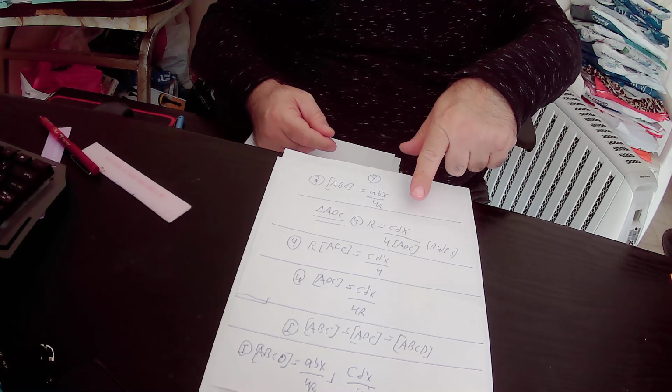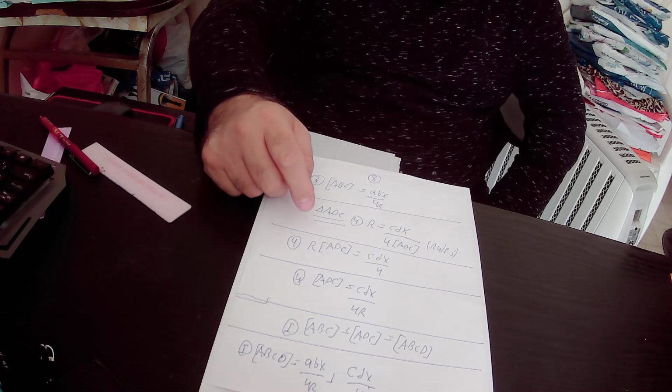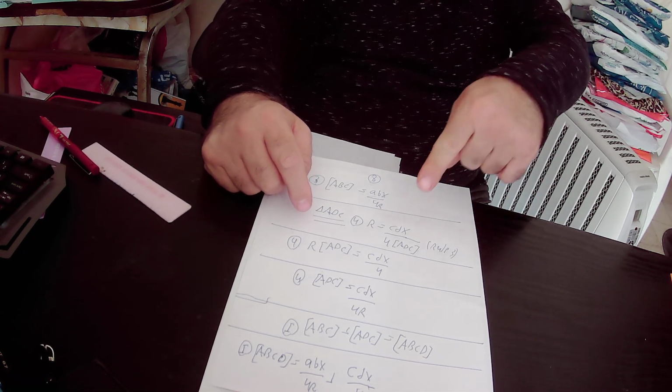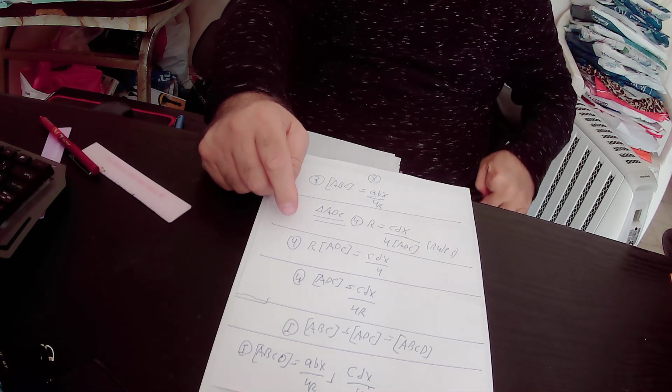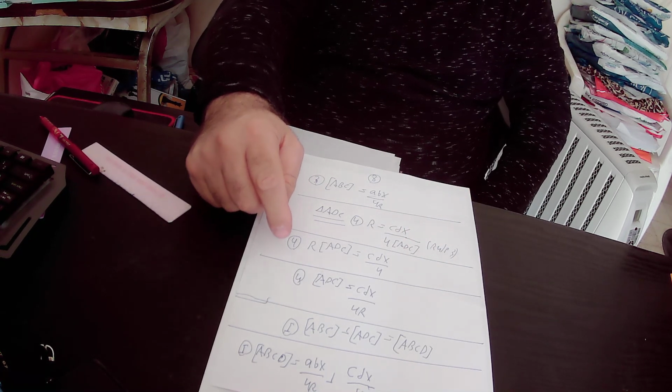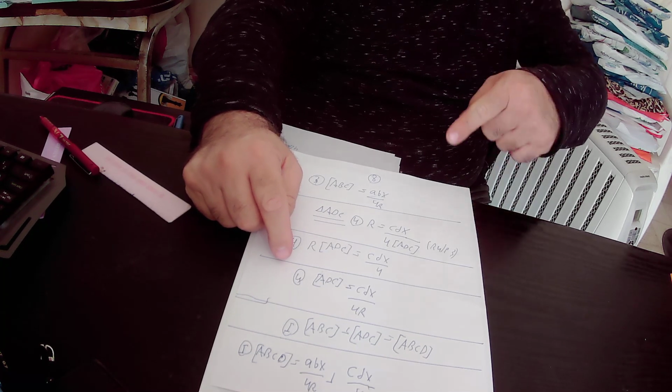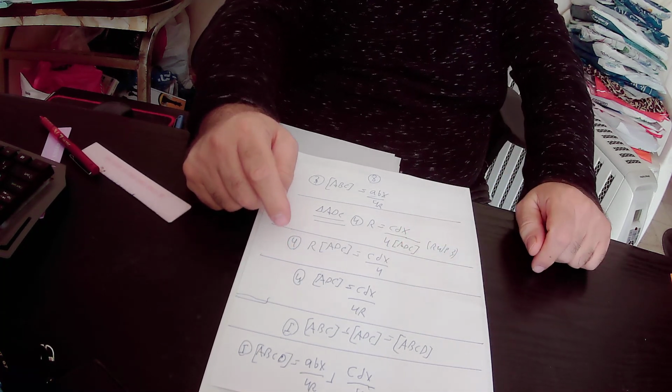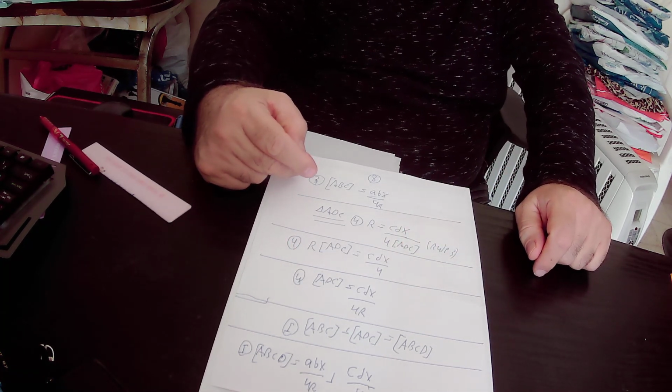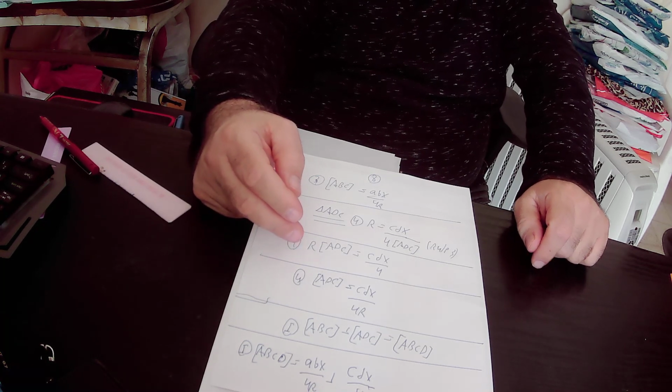We multiplied equation number 4 by the area of triangle ADC, and we got that R times the area of triangle ADC equals CDX over 4. Here we divided equation number 4 by R, and we got that the area of triangle ADC equals CDX over 4R. So we got the areas of triangle ABC and triangle ADC.